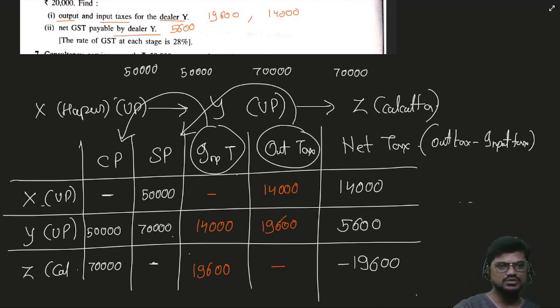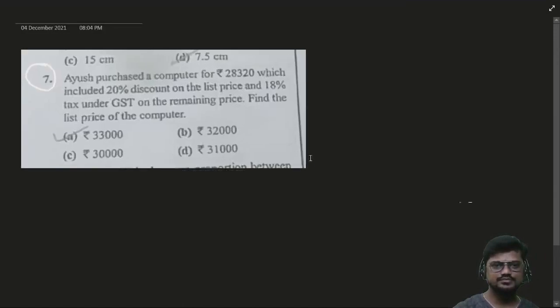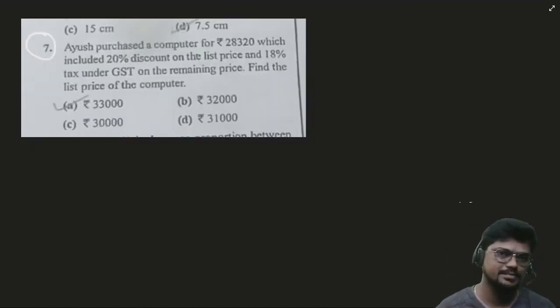So should I ask you questions to solve? I will give you questions over here. I'll give you a question which I found today. It was quite difficult. Please solve this question. Now, what is given over here?